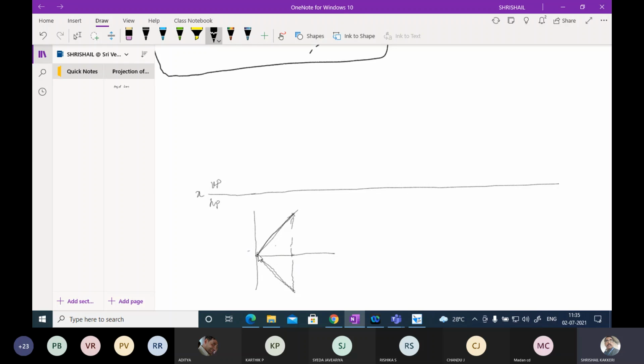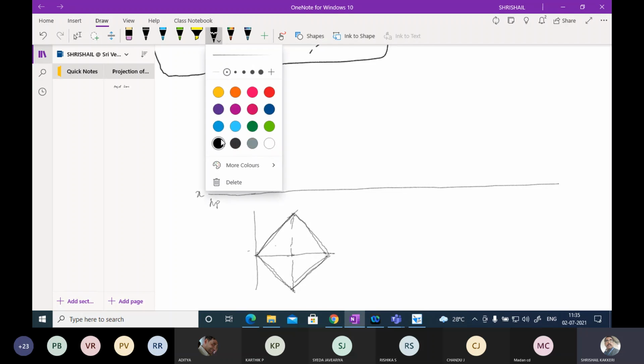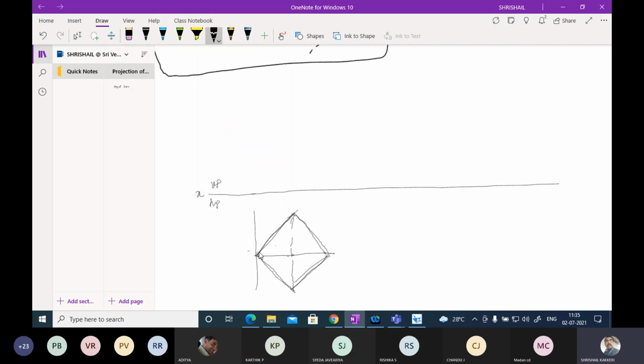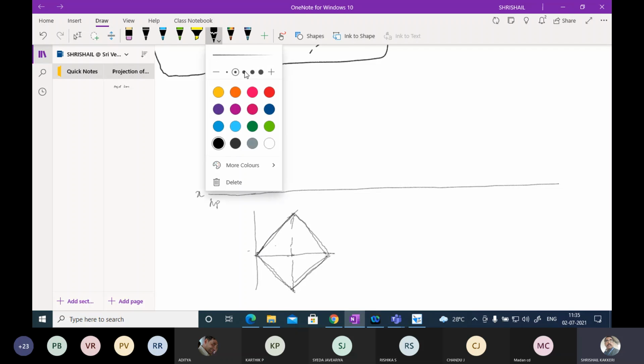The other half I am going to draw. What I am doing is measuring this length, marking it over here and joining these. This is how I have constructed the square when this particular corner is resting. Now I am going to make it a thick line. Let me take a thicker line.